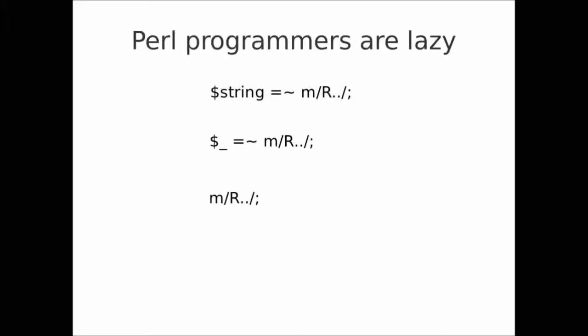And then, because this is such a common thing to do in Perl, and Perl programmers are especially lazy, we really don't need that M. Because if we have the 2 diagonal lines and we have a regular expression in the middle, we're pretty sure we've got a regular expression, and we're pretty sure we're going to use it on $_. So in fact, we can just use the slash, the R, the 2 periods, and another slash to mean that regular expression.